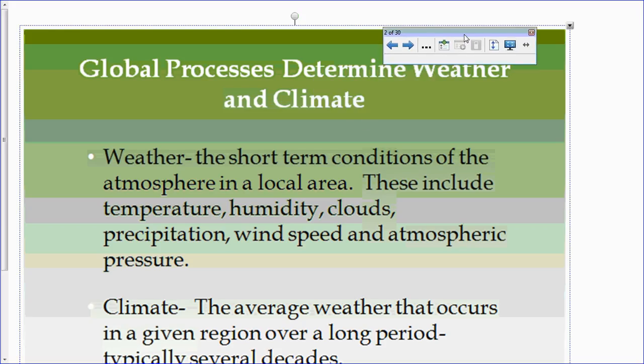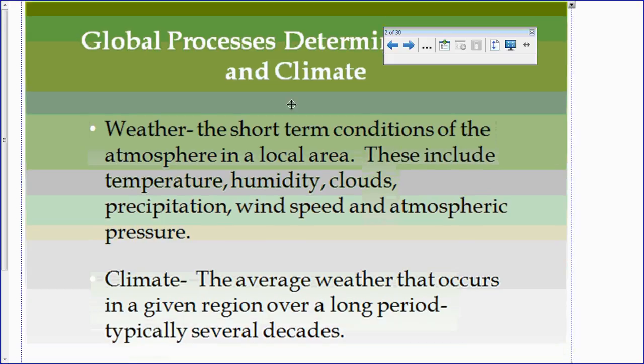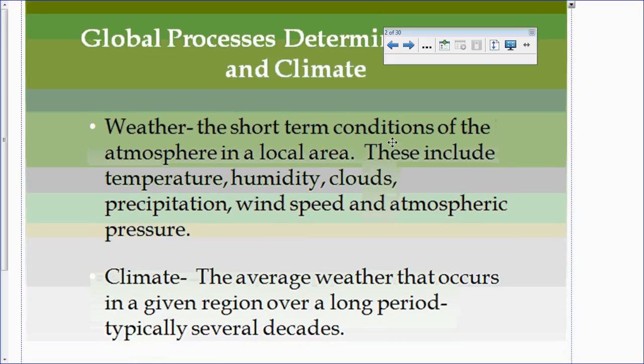Okay, so let's start here. What is this word weather? What is this word climate? Weather is a short-term condition for the atmosphere of a local area, and we're talking about the lower parts of the atmosphere that we're going to talk about in a minute. These include temperature, humidity, clouds, precipitation, wind speed, and atmospheric pressure. Climate, on the other hand, is the average weather over a long period of time.